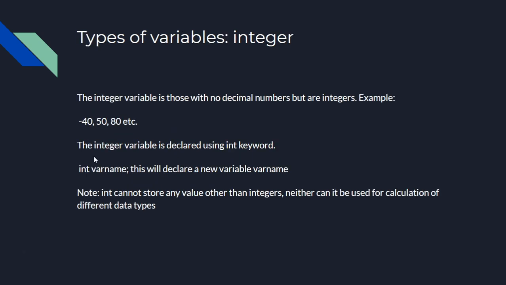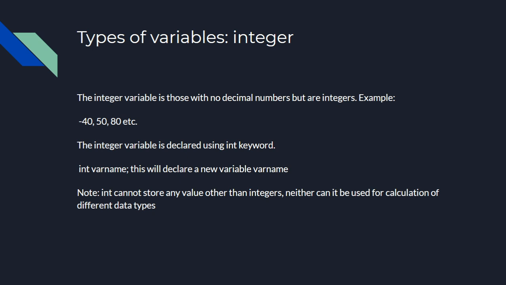Integer data type. The integer variable is one with no decimal numbers, only integers. You may have learned integers in school as well. Those are numbers which don't have any decimals, neither are they in fraction or rational format. They are called integers. They continue from negative infinity to positive infinity. Any number in this range is termed an integer. Always remember, integers do not have a decimal point.